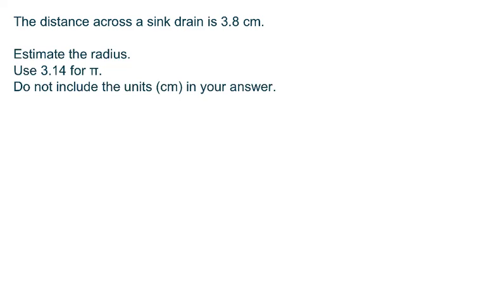The distance across a sink drain is 3.8 centimeters. Estimate the radius. Use 3.14 for pi. Do not include the units in your answer. So let's begin by sketching.